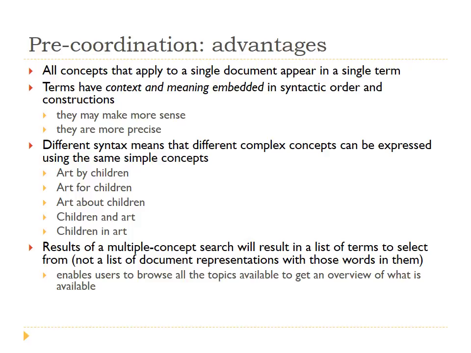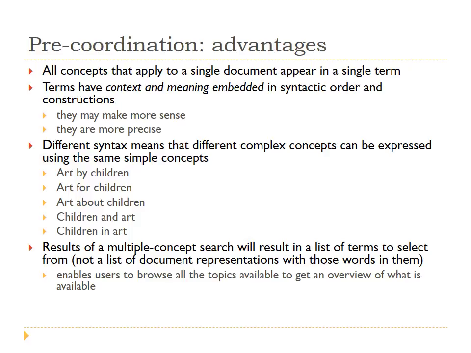Using different syntax means that different concepts can be expressed using those same simple ideas. So here we could have art by children, art for children, art about children, children in art. Whereas in a post-coordinate vocabulary that only had the terms children and art, we could search for them together, but we would retrieve all of these items, art by children, art for children, etc. We wouldn't be able to get at that nuanced difference of art created by children or art maybe created for children.